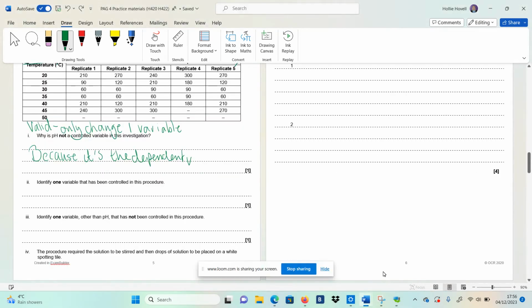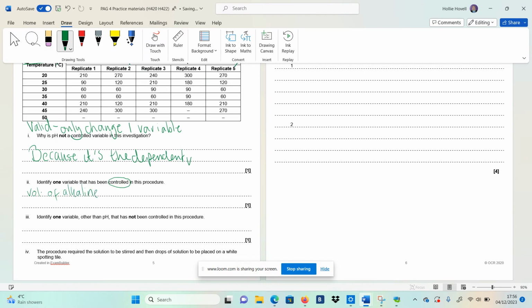Part 2, identify one variable that's been controlled in this procedure. So controlled means keeping something the same. So we know that the independent is temperature, so that's not controlled. We know that we're measuring pH, so that's not controlled. But what is kept the same? So you can read through your method. So they used the same volume of the alkaline lipid.